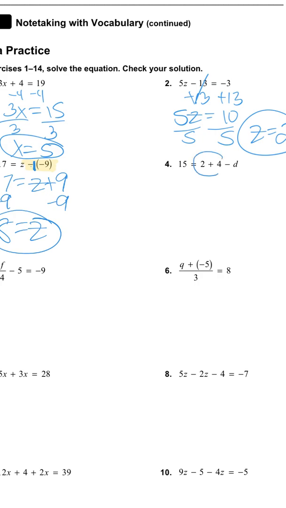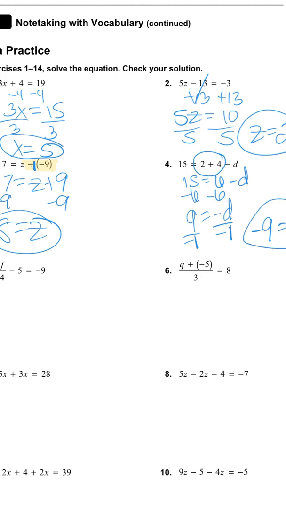Here we're going to combine that 2 and 4, so 15 equals 4 plus 2 is 6 minus d. Subtract 6. And we're going to get 9 equals negative d. Remember, we cannot have a negative variable, so we're going to divide by a negative 1. And all this does is simply change this to negative 9 and change that to a positive d. So negative 9 equals d.